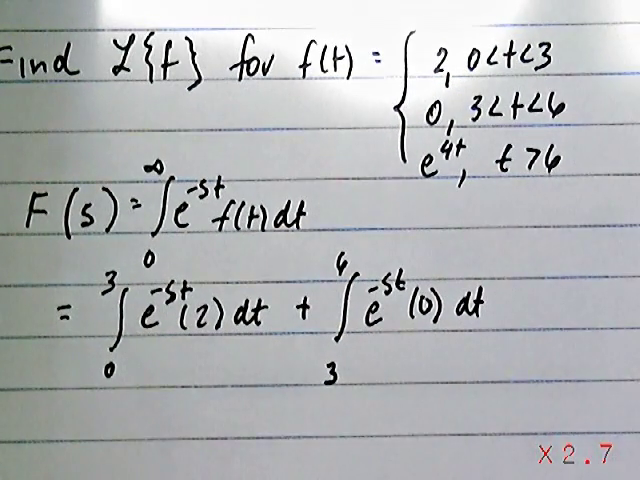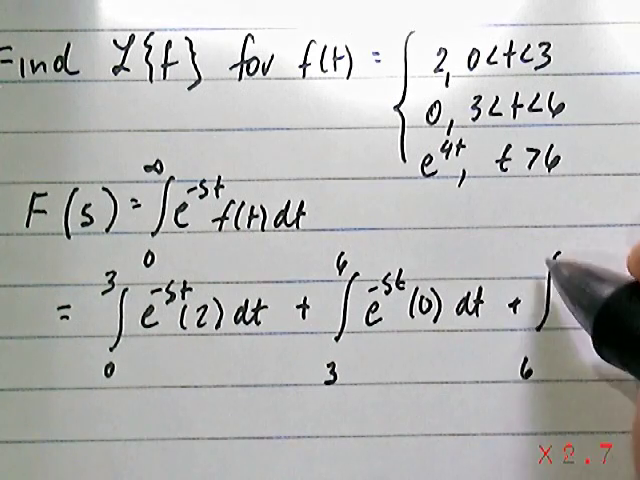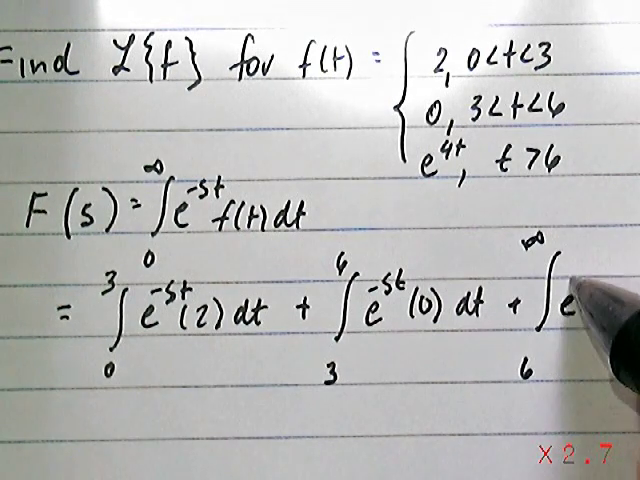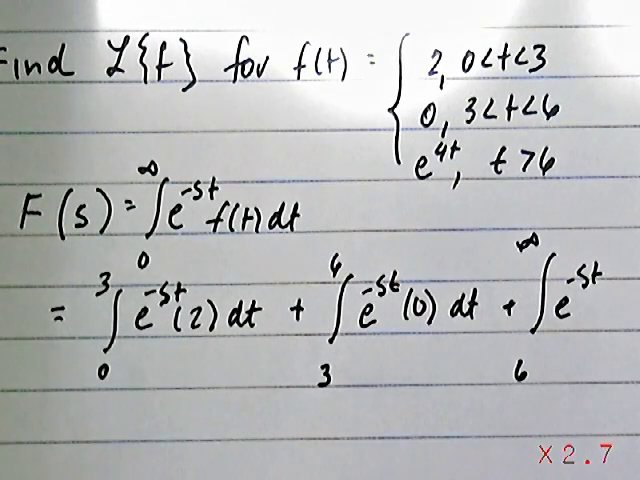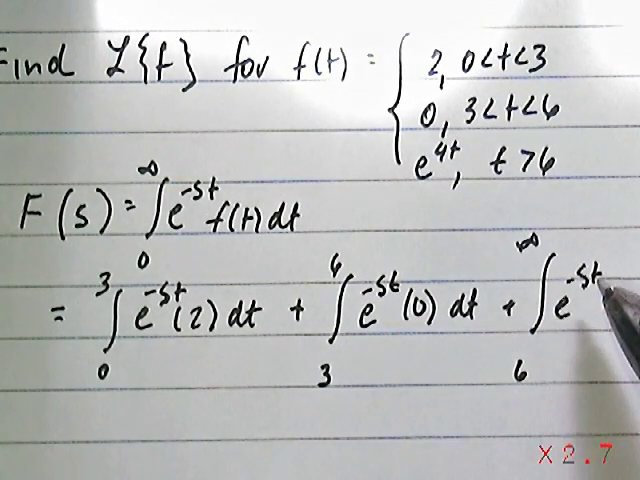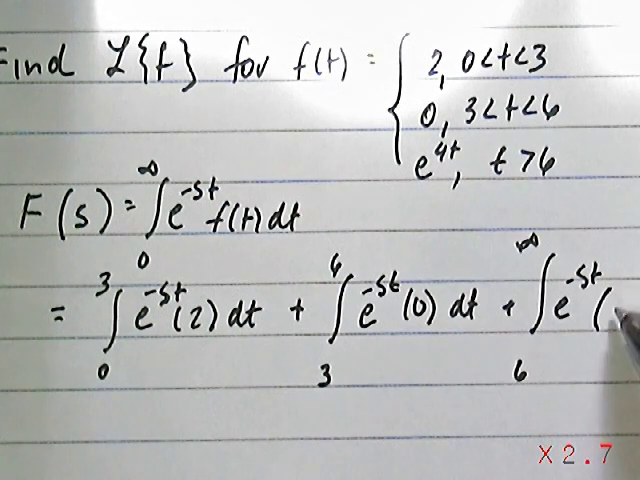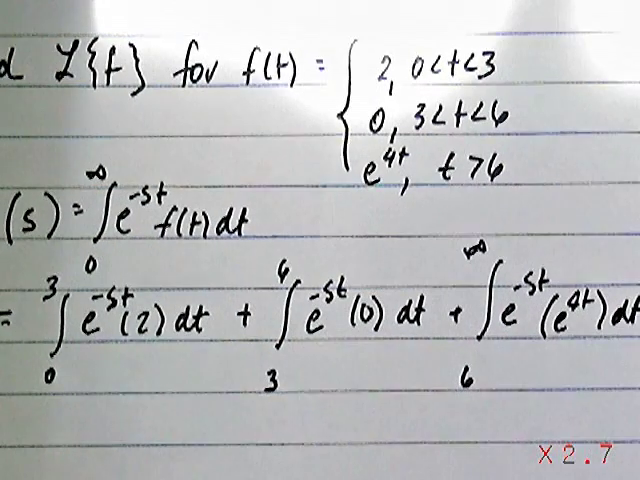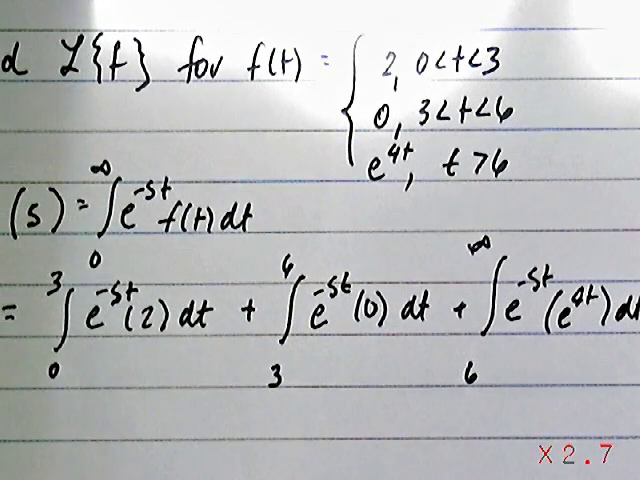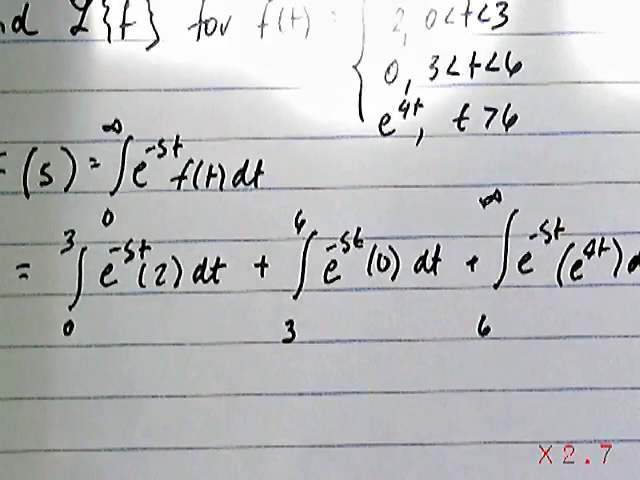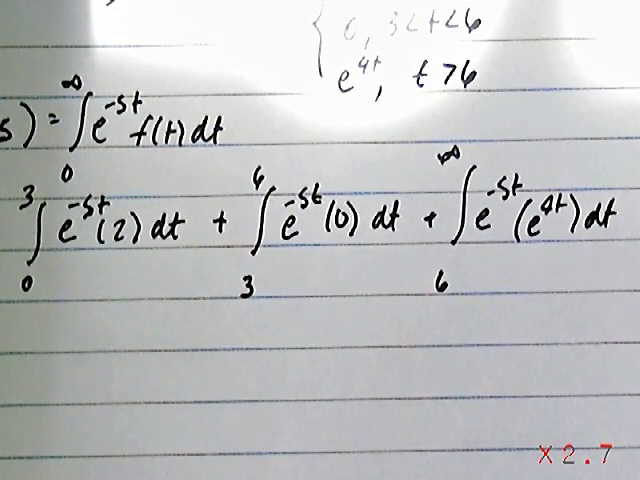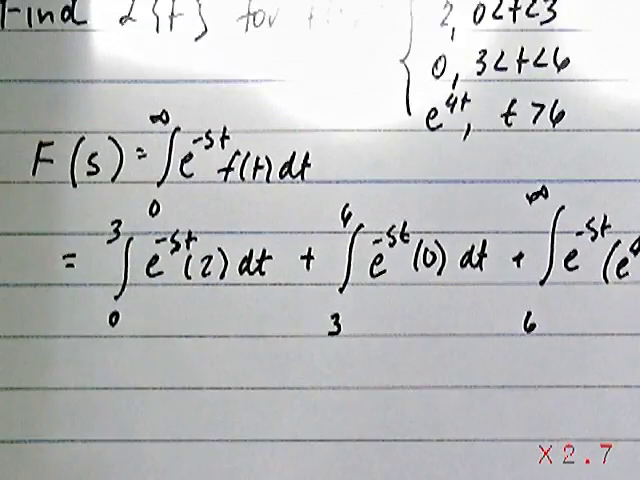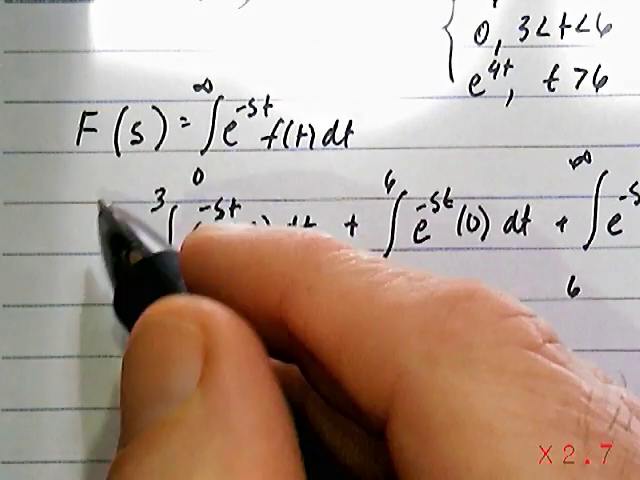And then finally, from 6 on to infinity, the function will be e to the 4t. So for the Laplace transform, the weight function e to the minus st will be multiplied by e to the 4t dt. So there we have it. Those are the three forms that we'll have for the Laplace transform. Again, you have those three integrals that you have to evaluate. And now let's just do that.